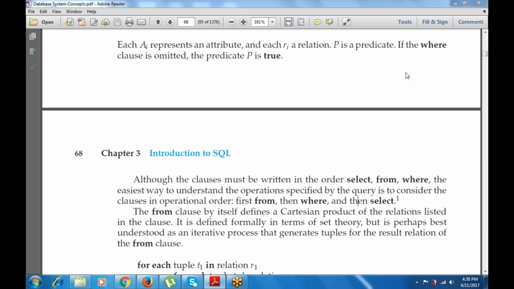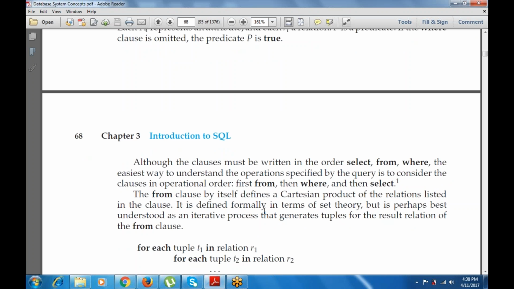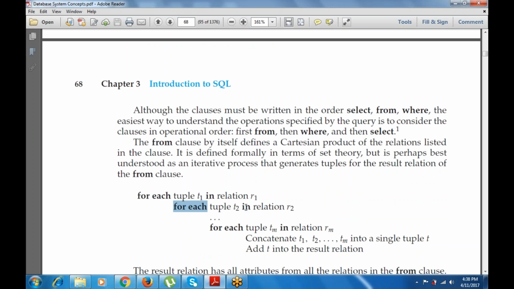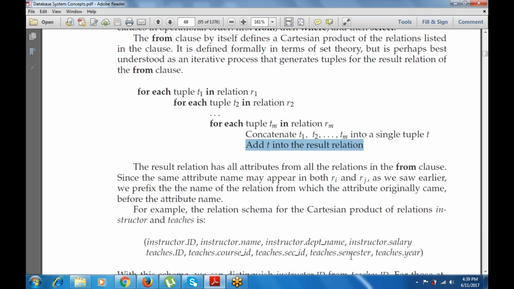Cartesian product means whatever relations are listed in the from clause. It is defined formally in set theory, and is perhaps best derived as an iterative process that generates a tuple for the result relation of the from clause. For each tuple t1 in relation r1, for each tuple t2 in relation r2, up to each tuple tm in relation rm, concatenate t1, t2, up to tm into a single tuple t, and add t into the result relation.